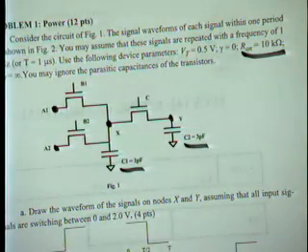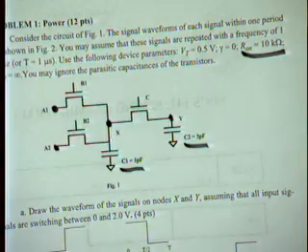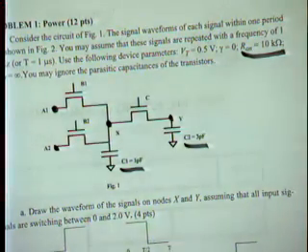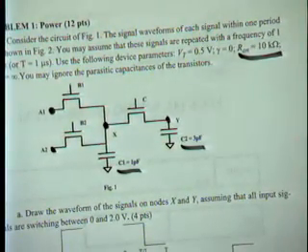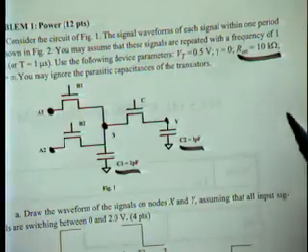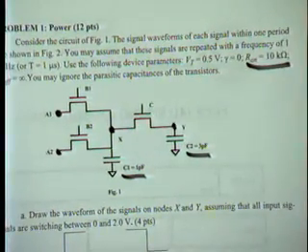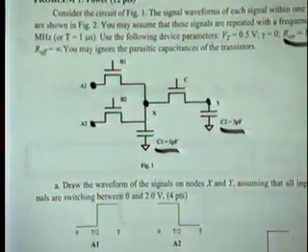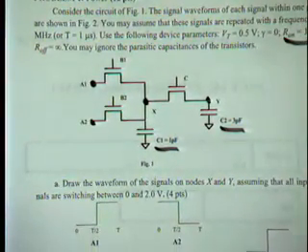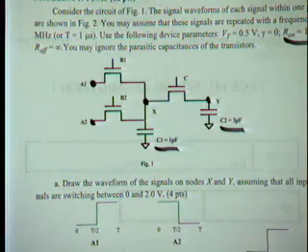And we assume that all input signals, A1, A2, B1, B2, C, and all those type of things, go between 0 and 2 volts. So capital T is equal to 1 microsecond. So you switch at 1 microsecond here. That's the capital T that's basically used in this equation here. Okay? So question 1 is draw the waveforms on nodes X and Y. Assume that all input signals are switching between 0 and 2 volts.